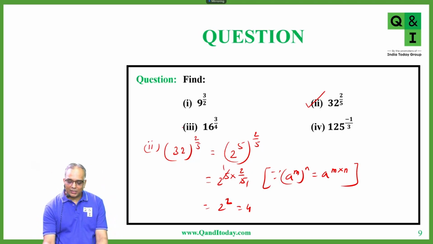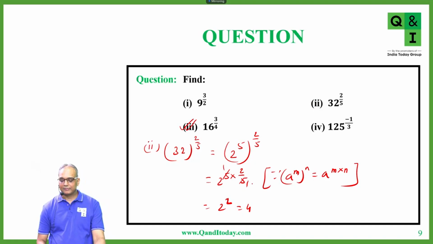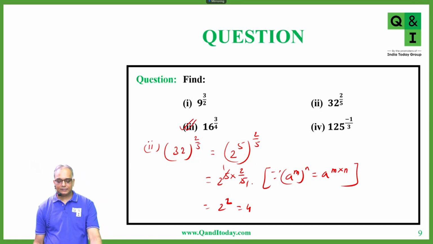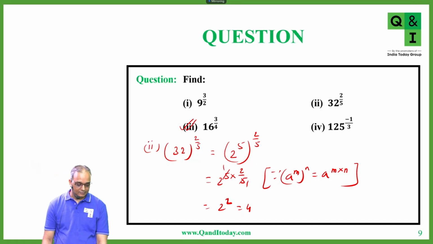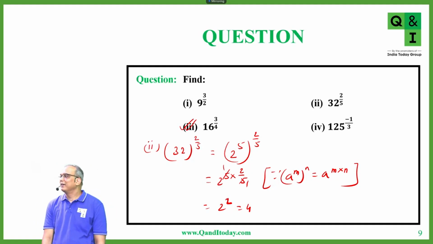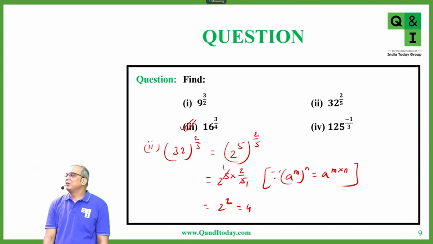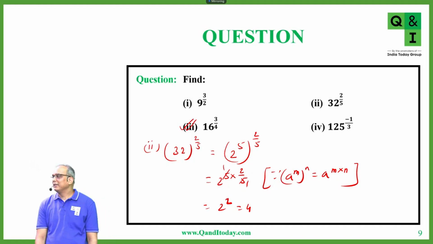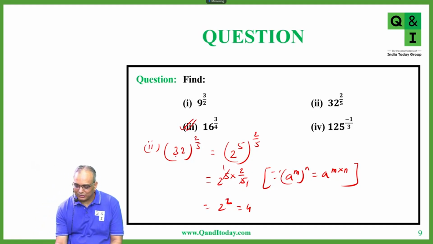Now the third one, students, please attempt this third one. Sir, can I tell the answer? Sir, 2 to the power 4. 2 to the power 4 is not the correct answer. 2 to the power 3 is the correct answer. That is 8. Sorry, sir. Yeah. So 2 to the power 3 will be the answer here.